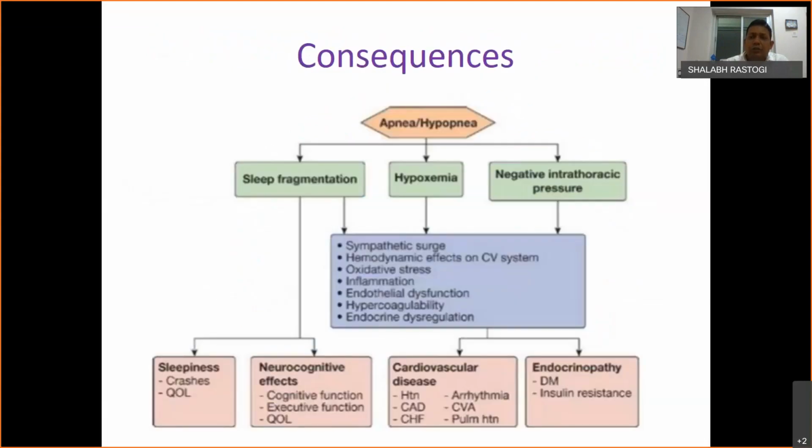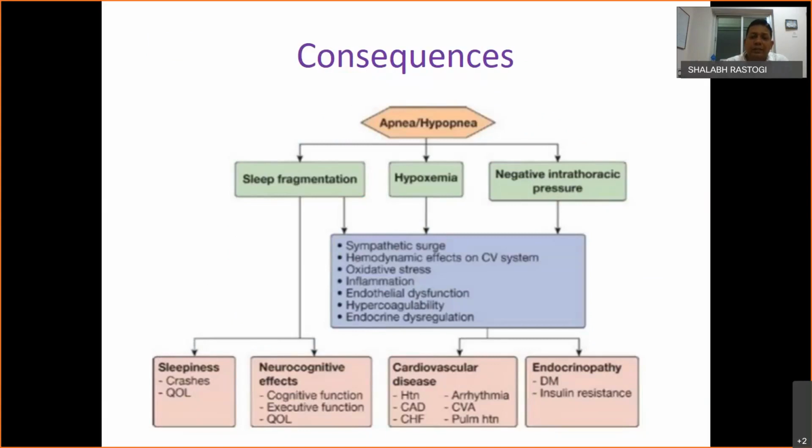So what are the consequences of these things? The main consequences of obstructive sleep apnea are because of either the sleep fragmentation or the hypoxia, which leads to endothelial dysfunction, inflammation, and increased oxidative stress to the body.